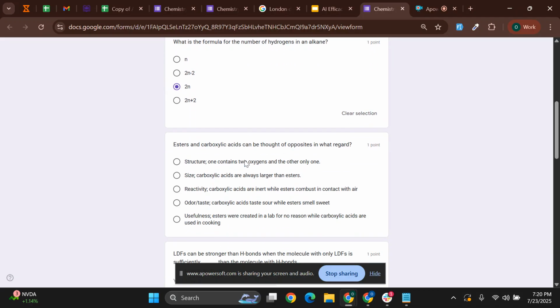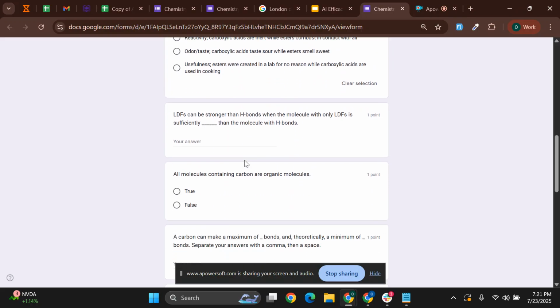Esters and carboxylic acids can be thought of as opposite in what regard? One contains two oxygens and the other contains only one. Carboxylic acid, I think it's first. London dispersion forces can be stronger than H bonds when the molecule with only LDFs is sufficiently large compared to the molecule with H bonds. I don't know much about this.